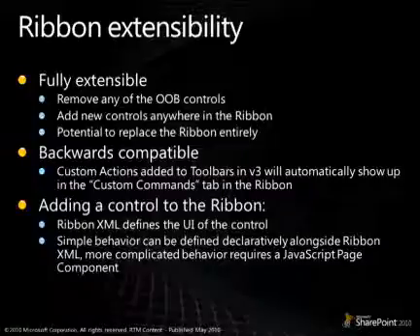So how do we actually add new controls to the ribbon? There's a ribbon XML which basically defines the key elements of the ribbon. The easiest way to add new controls to the ribbon is to use the declarative approach and define the new controls using new ribbon-related custom actions. More complex behavior might require a JavaScript page component to be created to achieve the desired functionality. So what does it actually mean in practice? Let's have a more detailed look at this in the following slide.